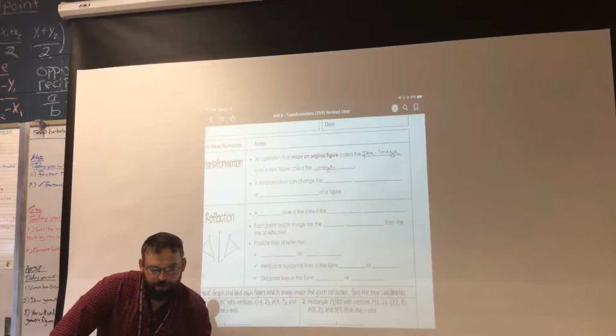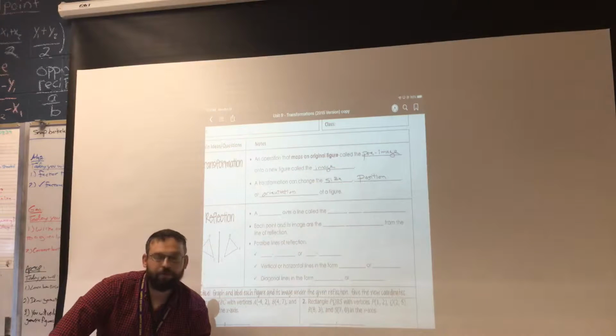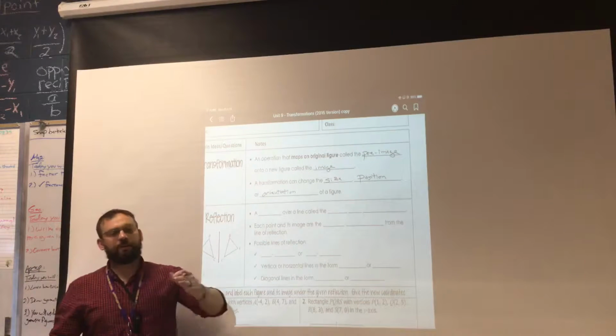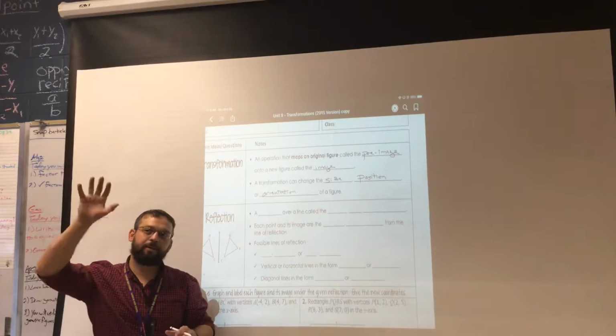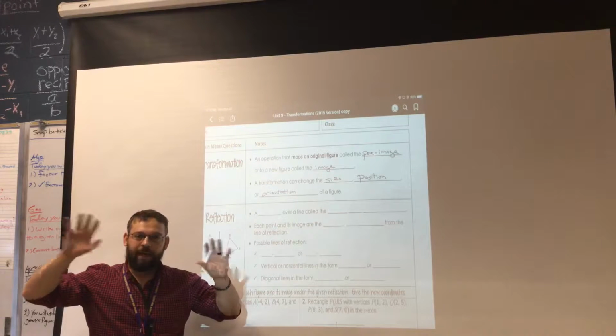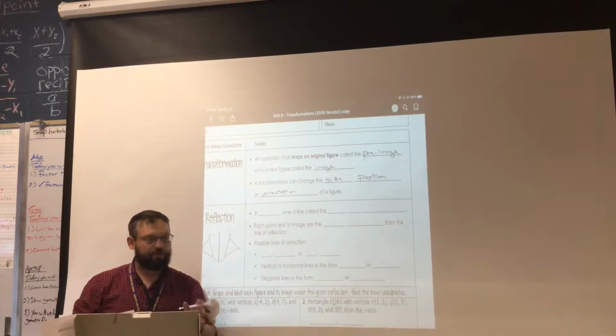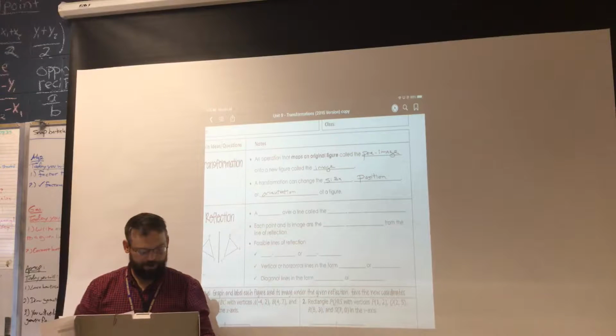So a transformation can change the size, position, or the orientation of a figure. So that's what a transformation is. It changes the size, position, or the orientation of a figure. The pre-image again is the figure you have before you do anything to it. The image is the thing that you have after. So we're particularly going to look at the reflection transformation today.